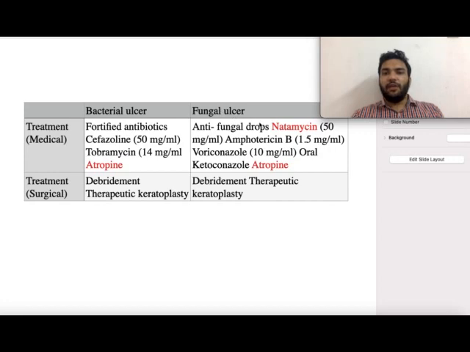Whereas in fungal corneal ulcer, it's natamycin and amphotericin B. So here the point is, natamycin is given in filamentous fungi, and amphotericin B is given in non-filamentous fungi. And one important thing here is that atropine should always be given to the patient.